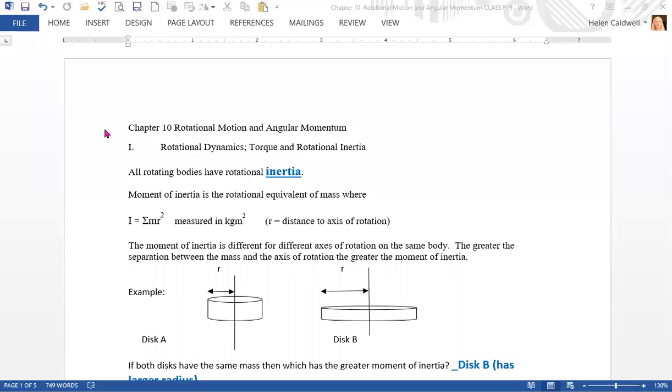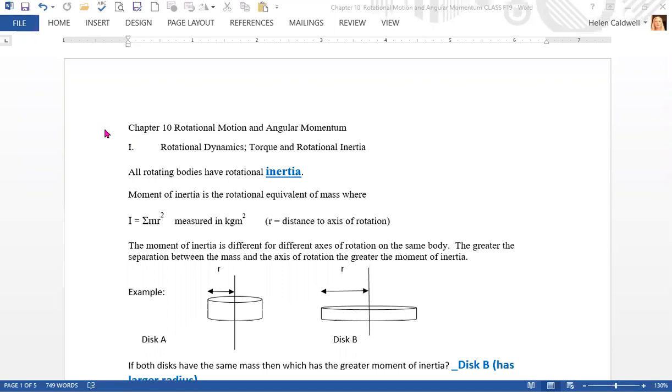We are talking about chapter 10, which is on rotational motion and angular momentum in this video. So we need to start out discussing how the shape of an object can influence its rotational inertia and how that influences its rotational momentum.